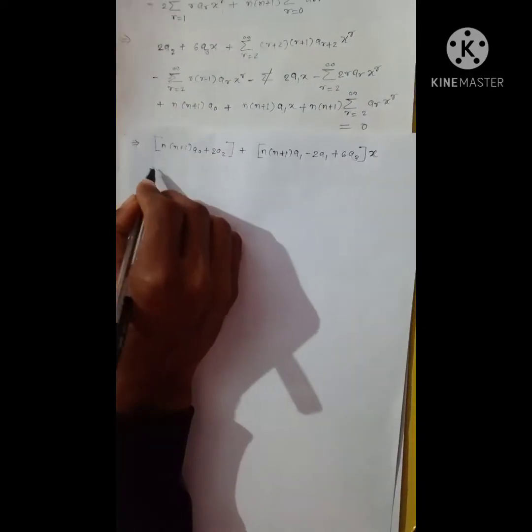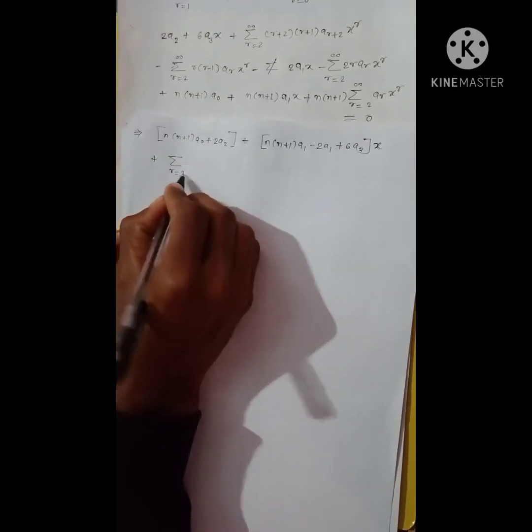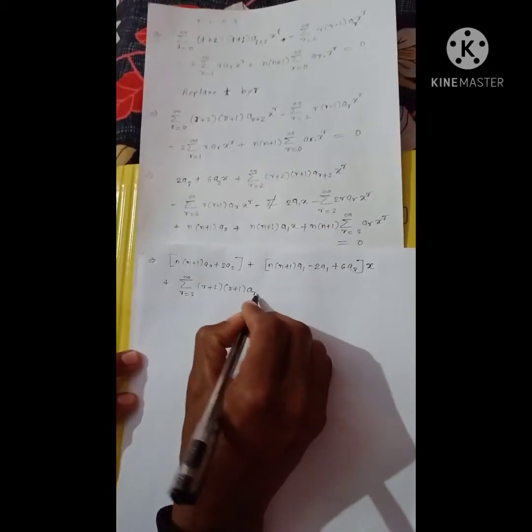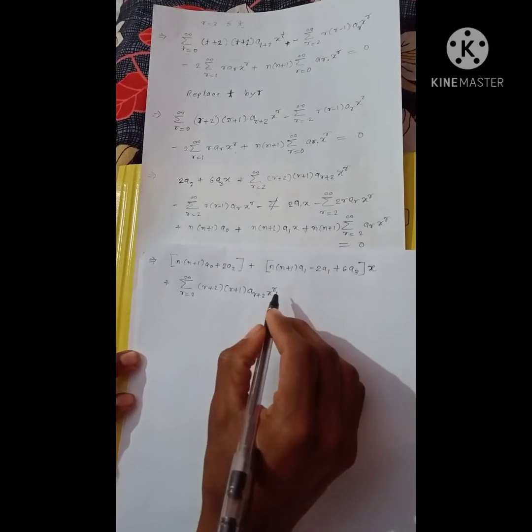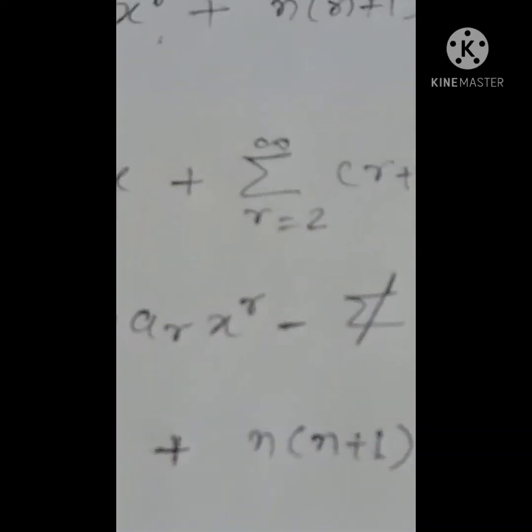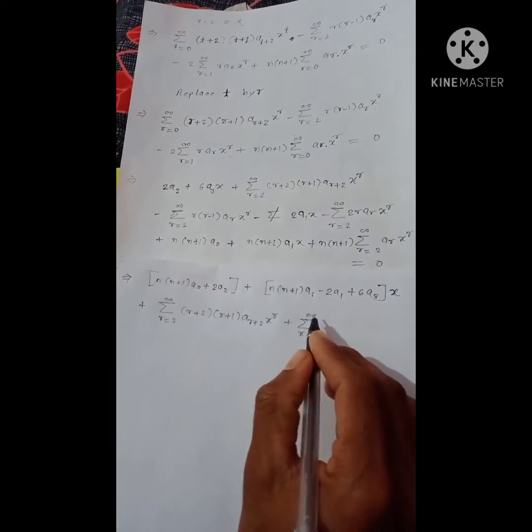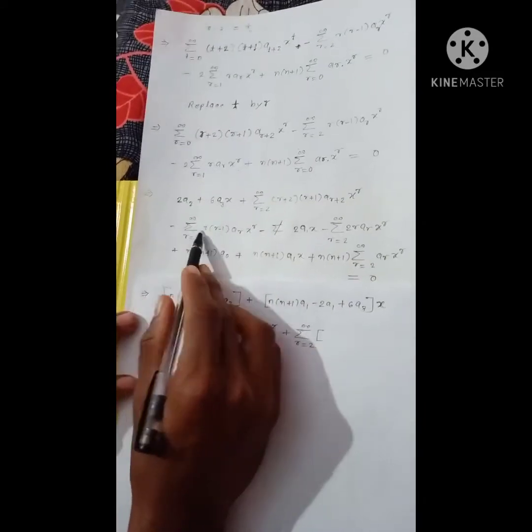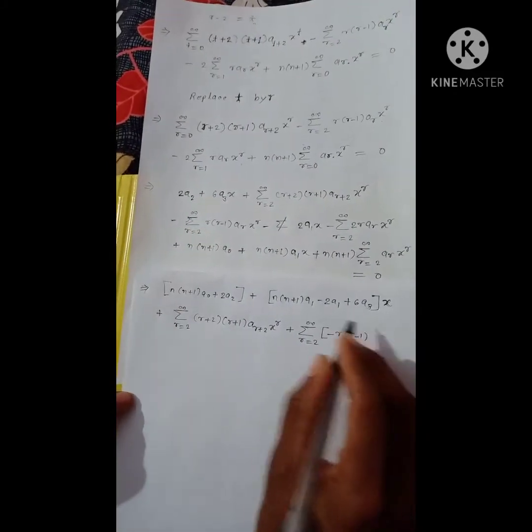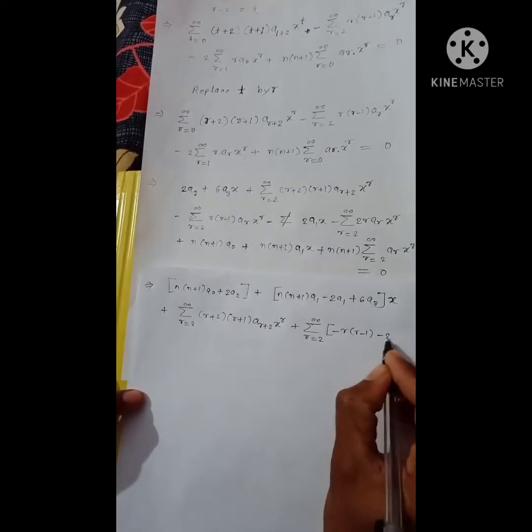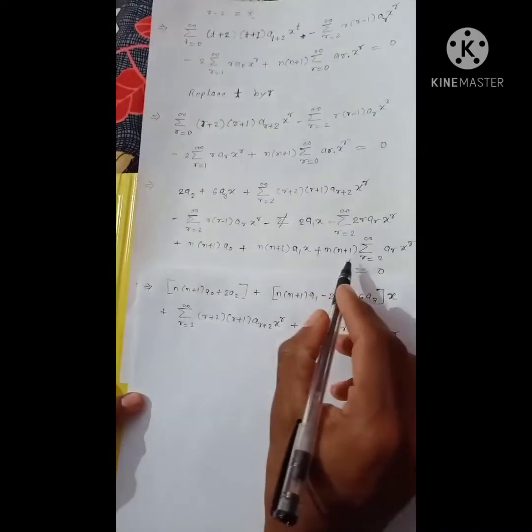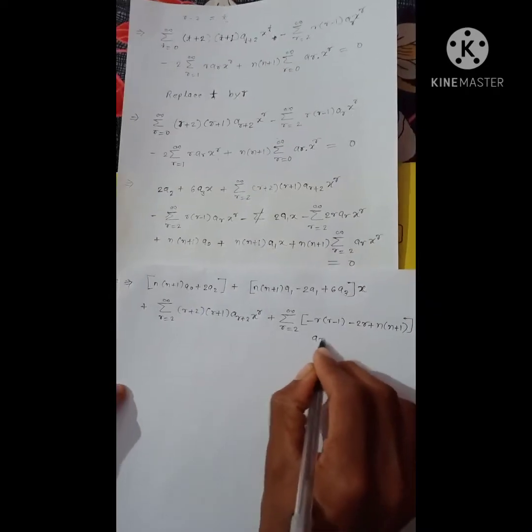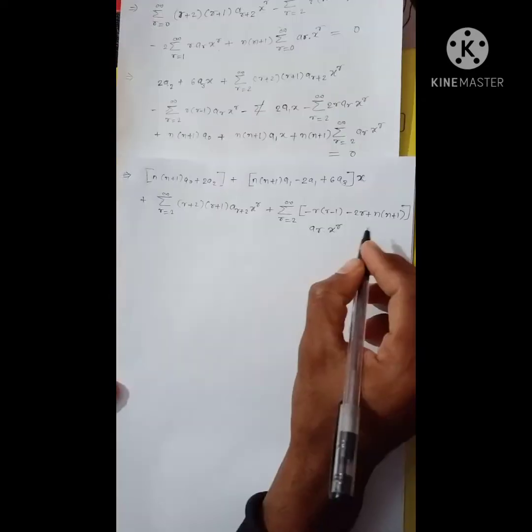This summation remains as it is. So summation r equal to 2 to infinity r plus 2 into r plus 1 into a r plus 2 into x to the power r, and plus summation r equal to 2 to infinity, now minus r into r minus 1, minus 2r, plus n into n plus 1, into ar into x to the power r equal to 0.